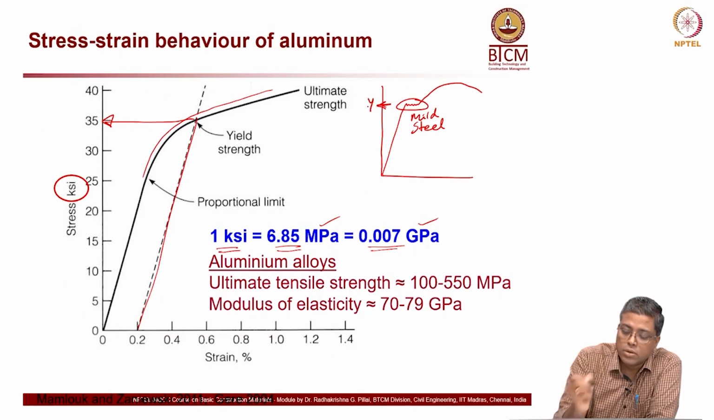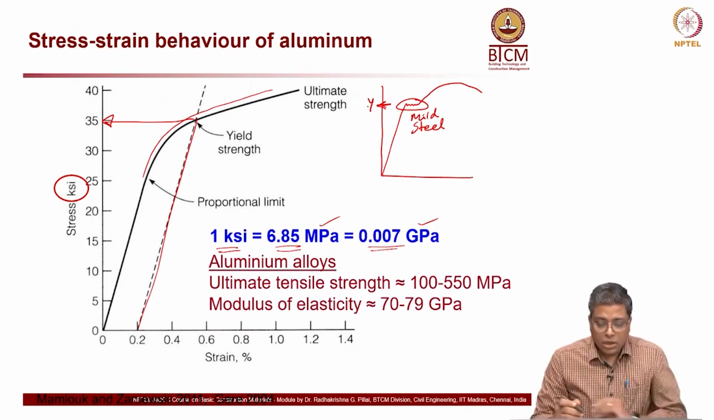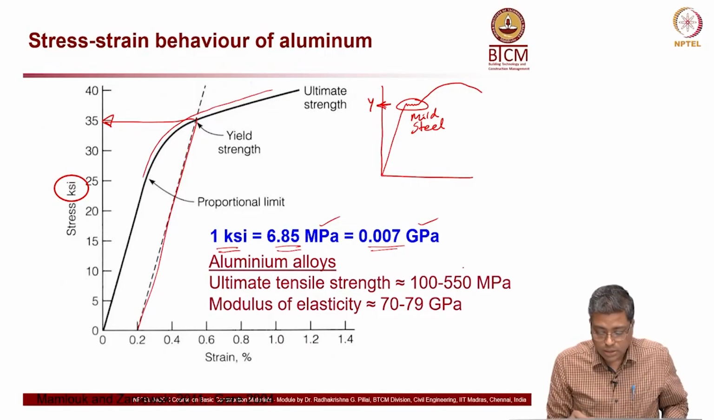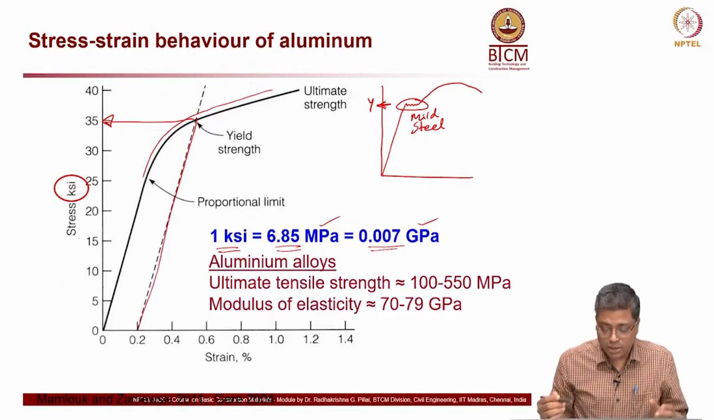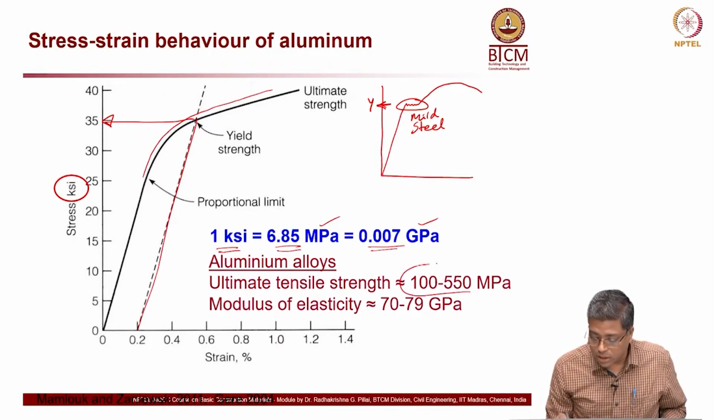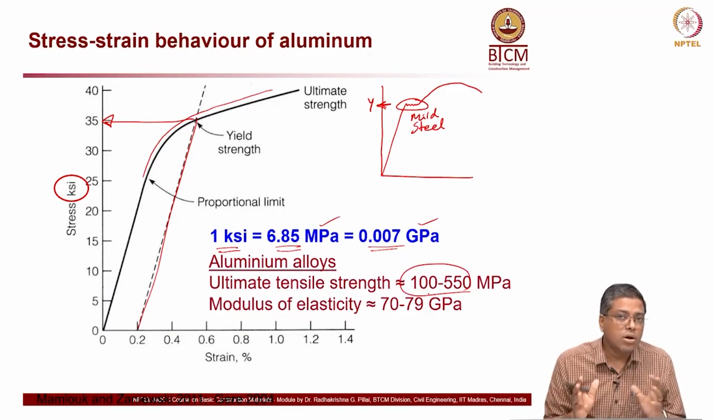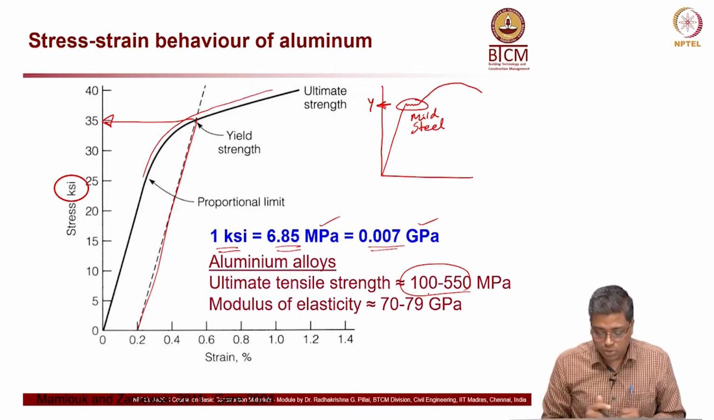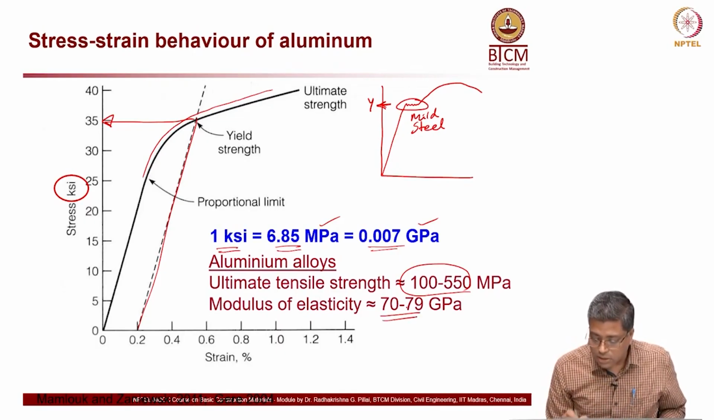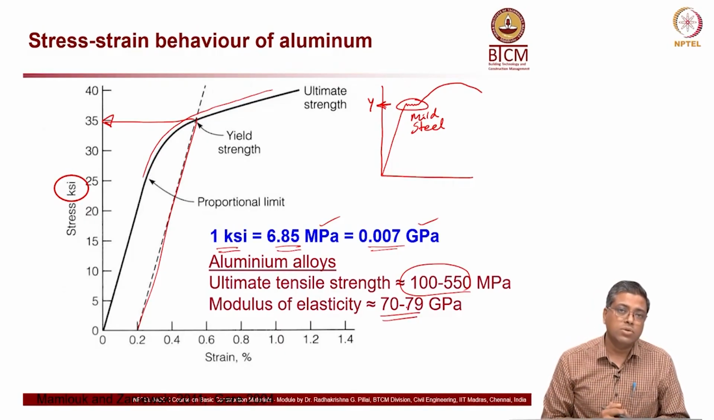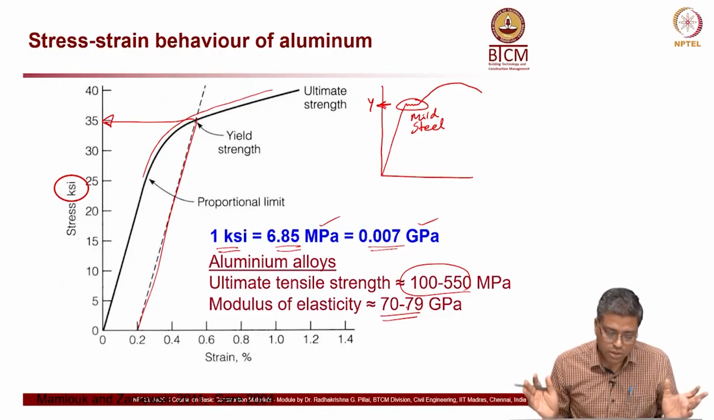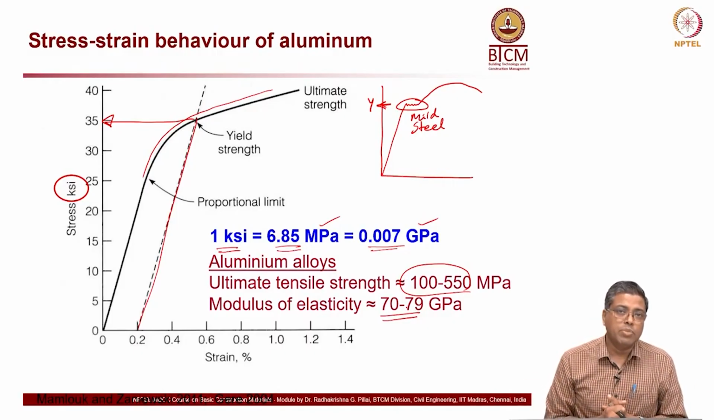Okay, yield point. So, what is the typical ultimate tensile strength of aluminum? It can range anywhere from 100 to 550 and so on, depending on the type of alloy you are talking about. Modulus of elasticity can range from 70 to 79, or let us say 80. That is a typical modulus of elasticity which you are talking about.